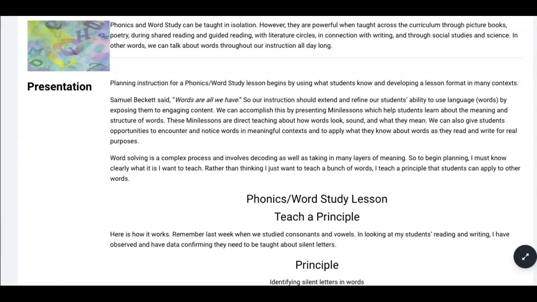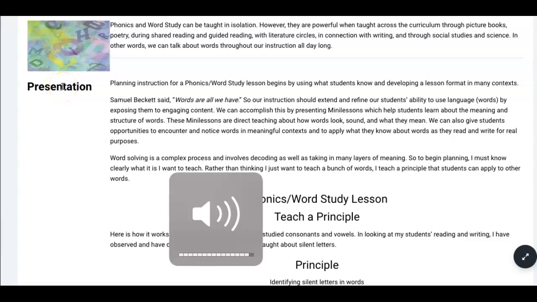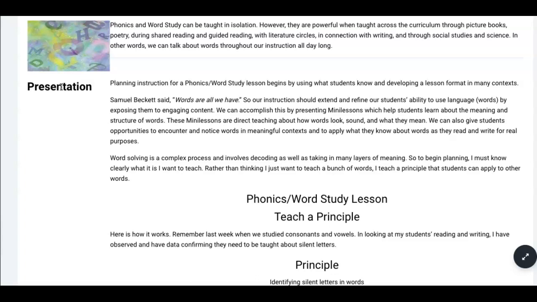We know phonics and word study can be taught in isolation. However, they're more powerful when taught across the curriculum through picture books, poetry, during shared reading and guided reading, with literature circles, in connection with writing, and through the content areas, social studies and science and math. In other words, we can talk about words throughout our instruction all day.